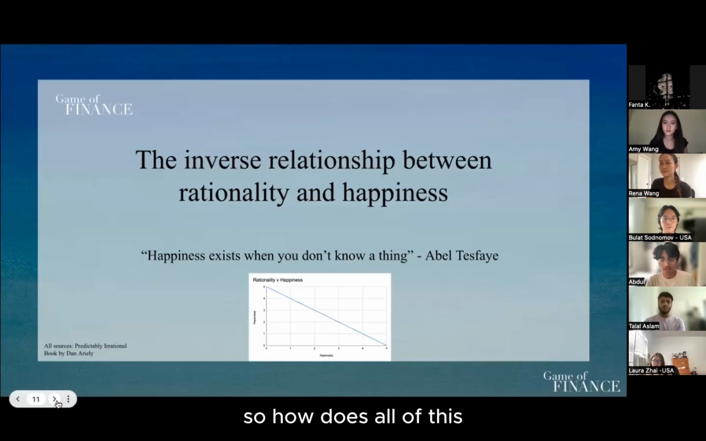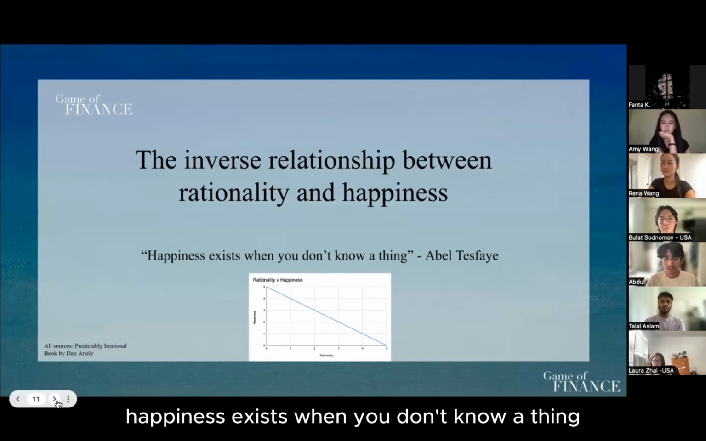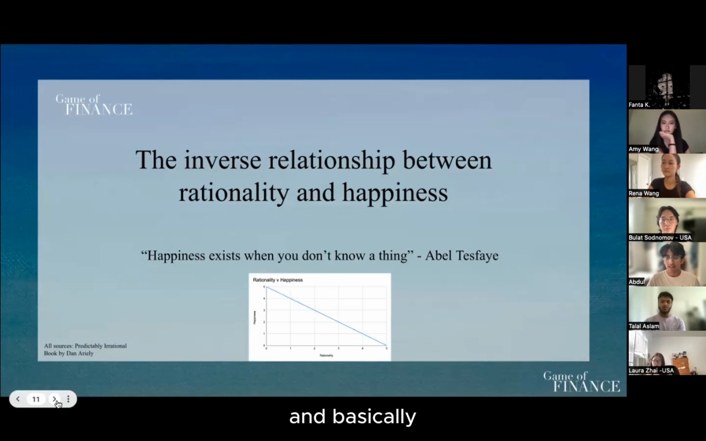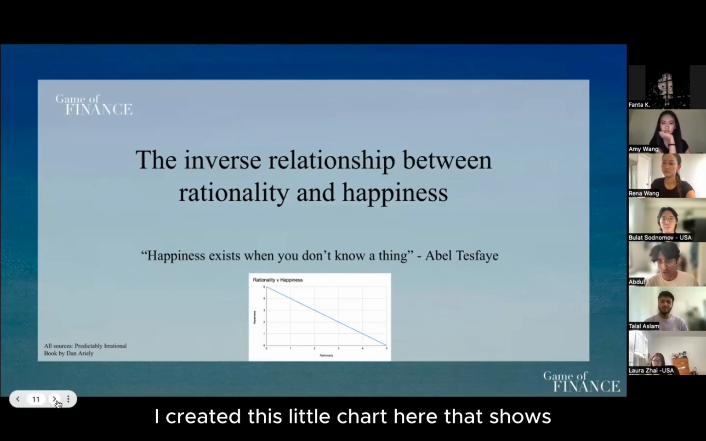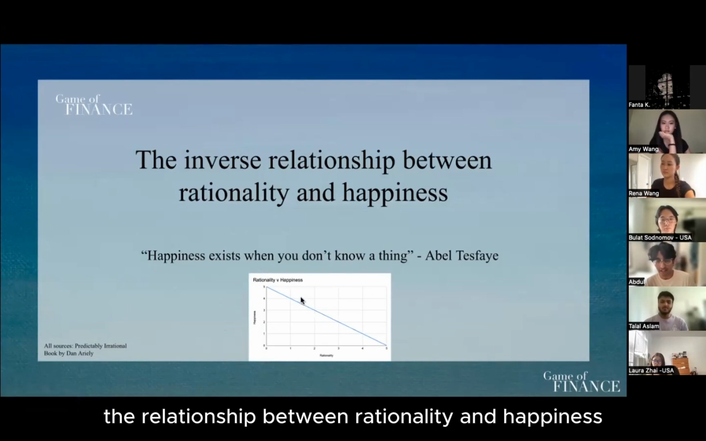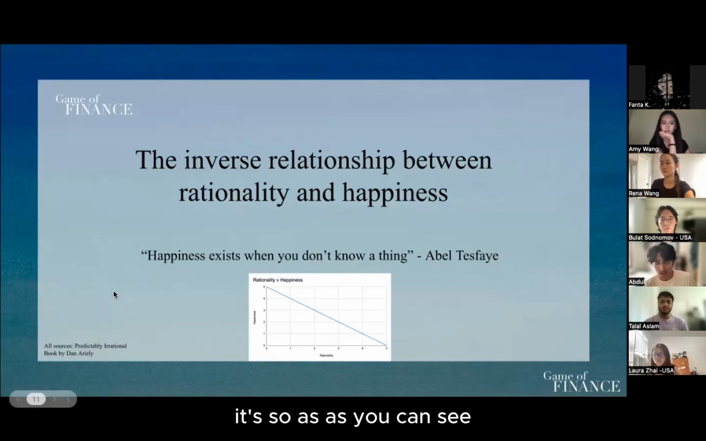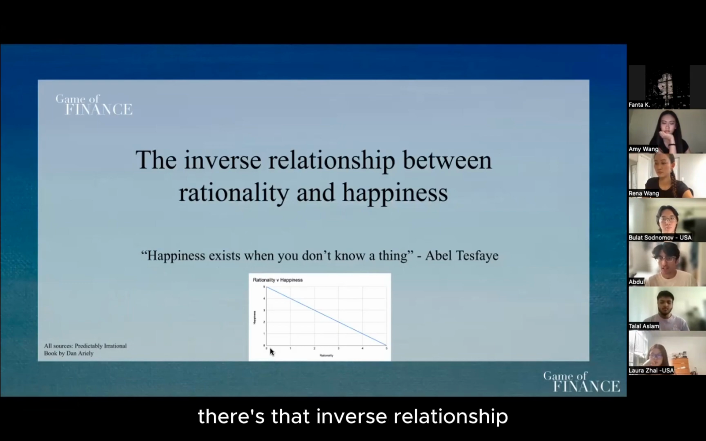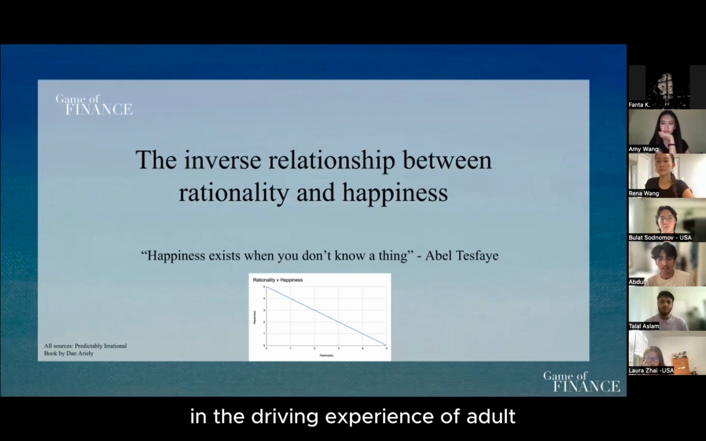So in conclusion, how does it all boil down? There's just one quote: happiness exists when you don't know a thing. And I created this little chart here that shows the relationship between rationality and happiness. As you can see, as rationality increases, happiness decreases, and vice versa. There's that inverse relationship. To tie this to Dan's dilemma, if he had chosen the sedan, which is not what he wanted due to how it drives, he would have been unhappy, right? He would have been bored and the driving experience would be dull.